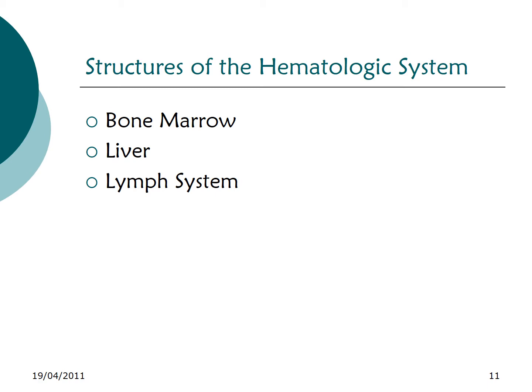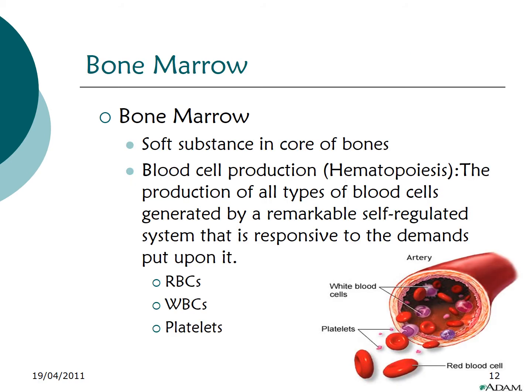The bone marrow is a soft substance inside the core of the bone. The blood cell production takes place here, and here all the cells are being made: red cells, white cells, and platelets. So if something happens with the bone marrow, then you will see a problem with all of these cells that we've just described.